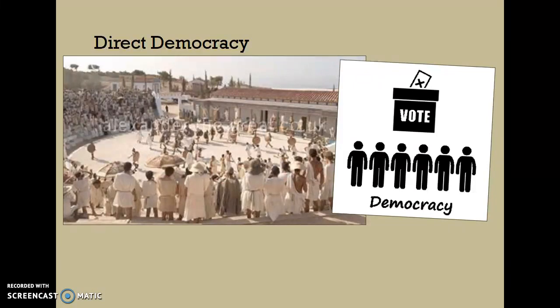So when you vote on something in a classroom, that's direct democracy. If each class has a homeroom representative and they go vote on something for your class, that's representative democracy. All right. So make sure you know the order of those 4 stages.